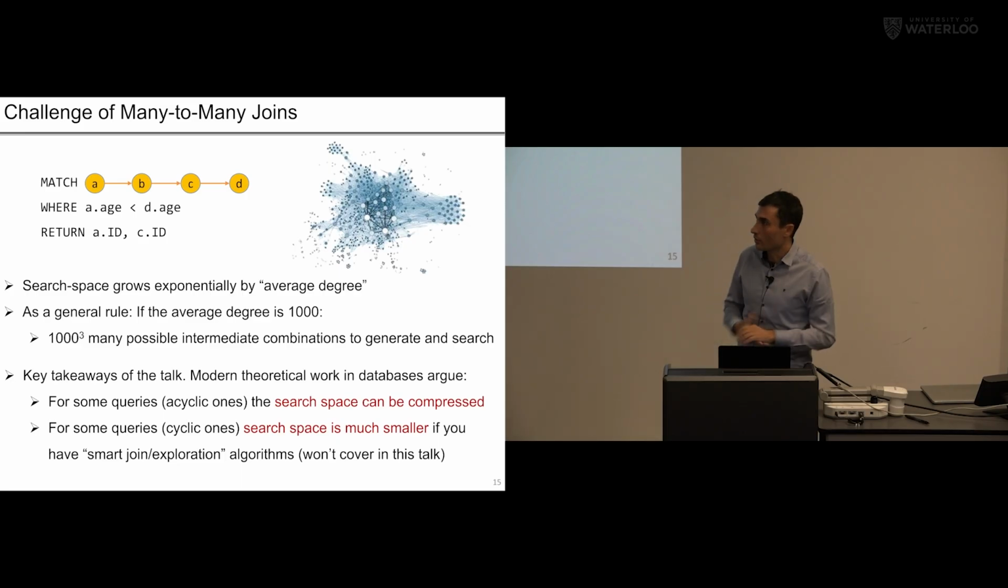So suppose I'm looking for this pattern. I've got this 3-hop path that I'm looking for across my nodes, where the age of the first node is smaller than the age of the last node. And maybe I'm going to project out the IDs of the A node and the D node, okay?